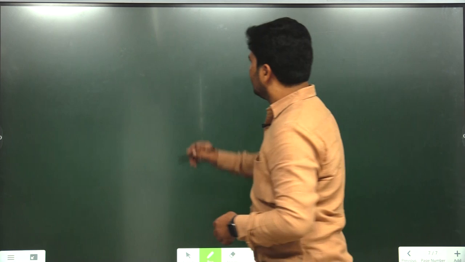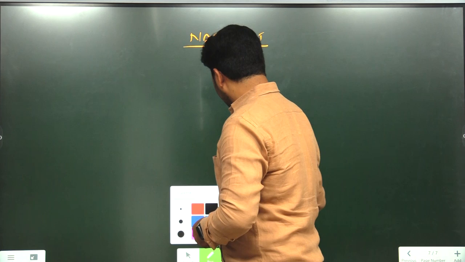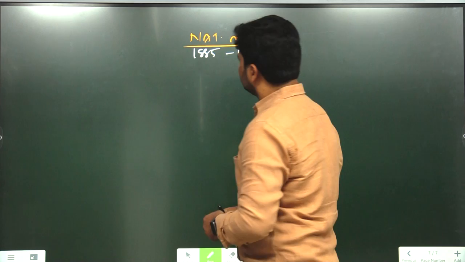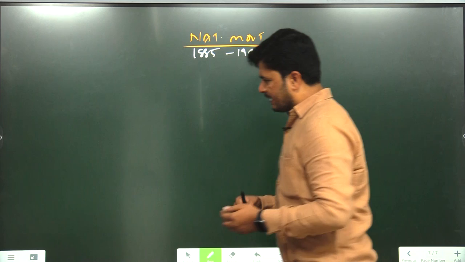And finally, national movement. So another extremely important component, national movement, 1885 to 1947. I'm talking about the span of the national movement. So another tag called national movement.